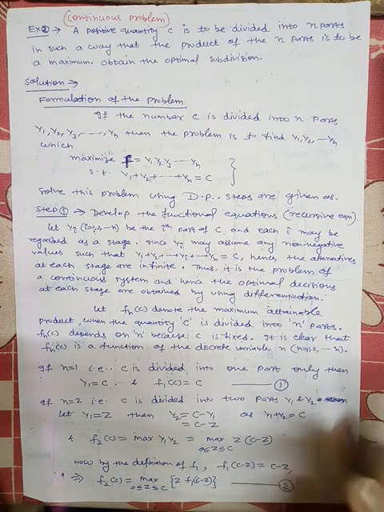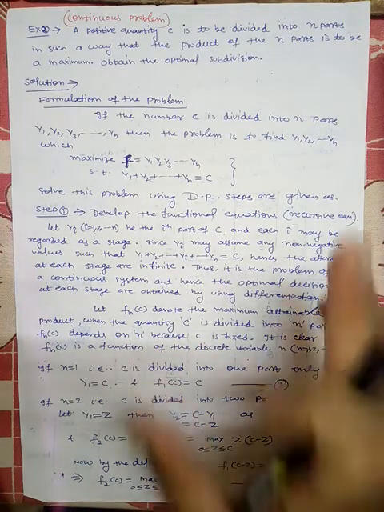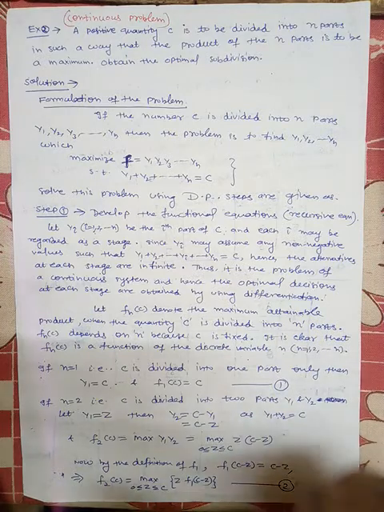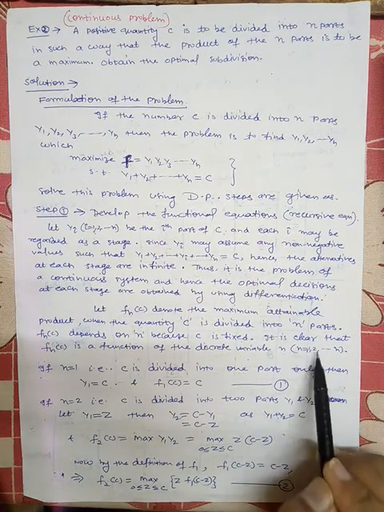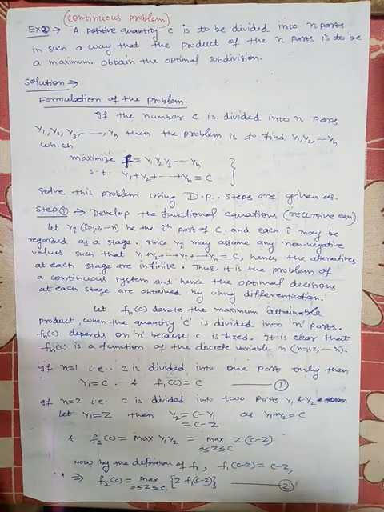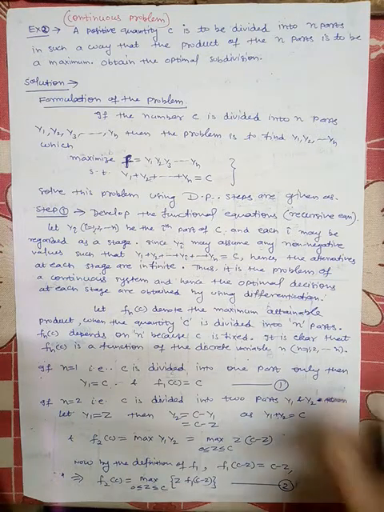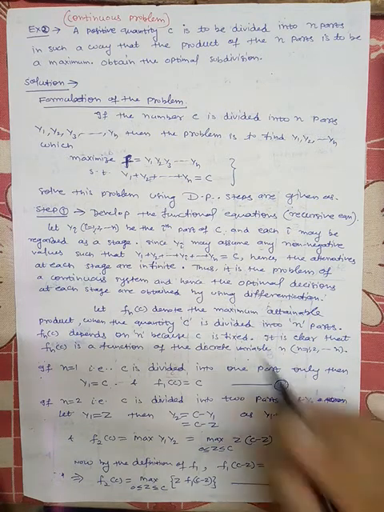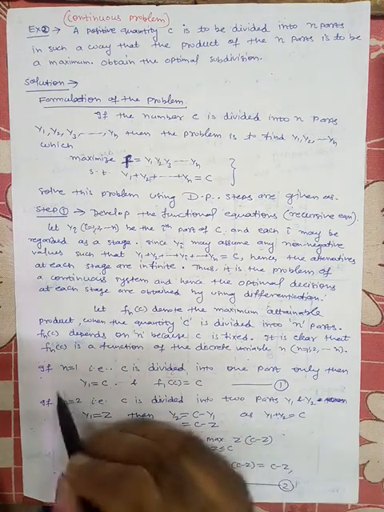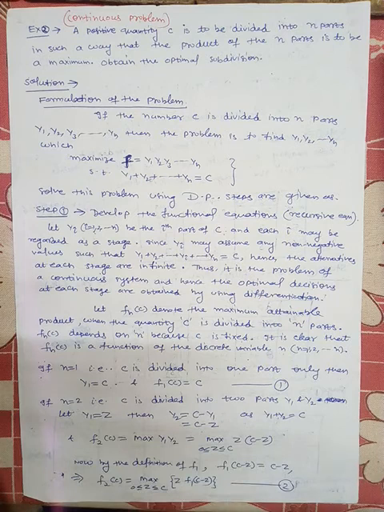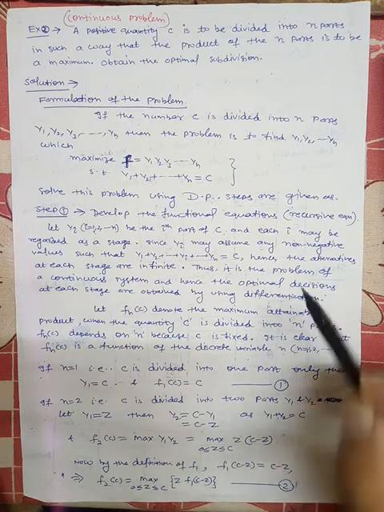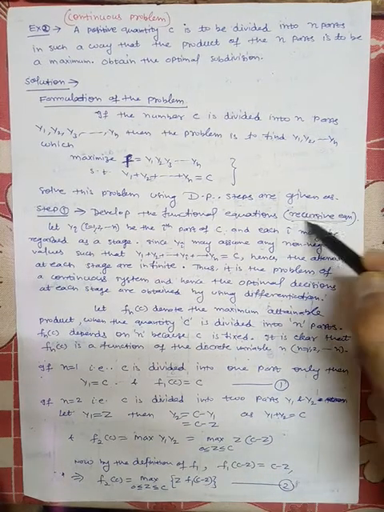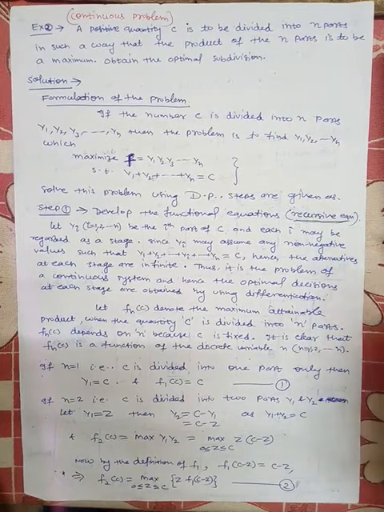N may be 1, that means you are taking the whole quantity as one part. N is 2, that means you are taking 2 parts. N is equal to 3, that means you are taking 3 parts, and so on. So this is the discrete variable. So now we will solve this problem by constructing a recurrence relation. So first aim is to construct the recurrence relation.